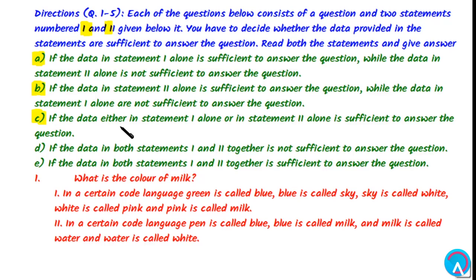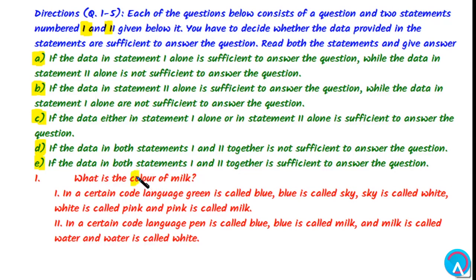C will be the option if the data either in statement 1 alone or in statement 2 alone is sufficient to answer the question. D will be the answer if the data in both statements 1 and 2 together is not sufficient to answer the question. And E will be the answer if the data in both statements 1 and 2 together is sufficient to answer the question. So let's take the first question.